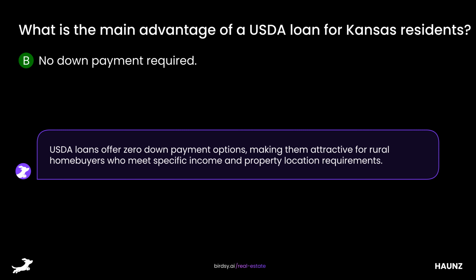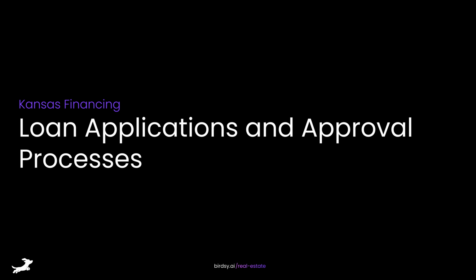USDA loans offer zero down payment options, making them attractive for rural homebuyers who meet specific income and property location requirements. Loan applications and approval processes.